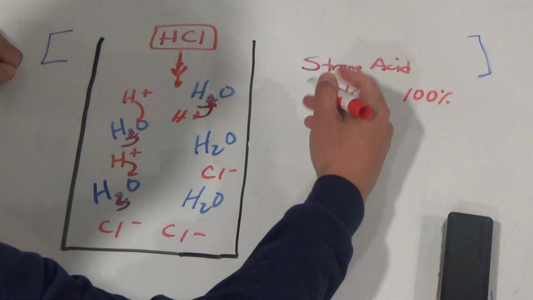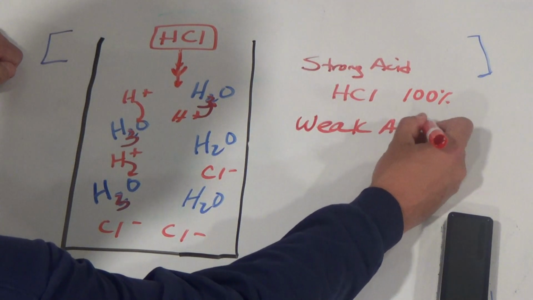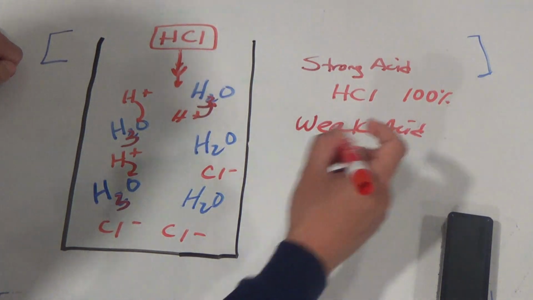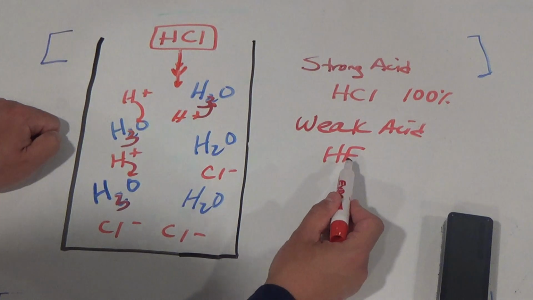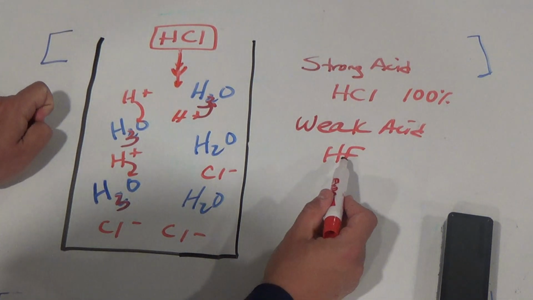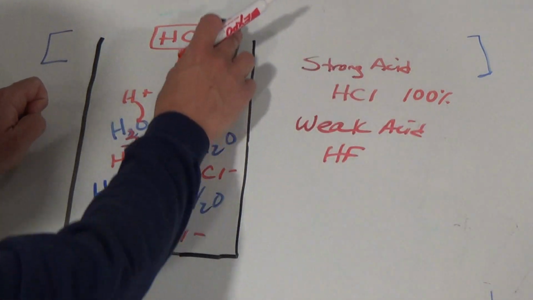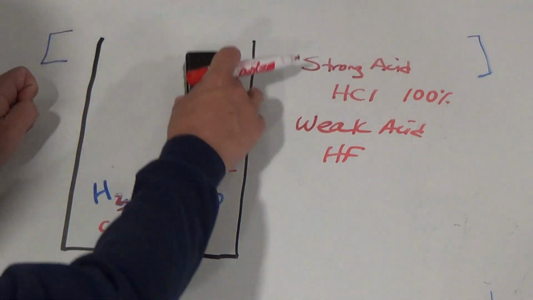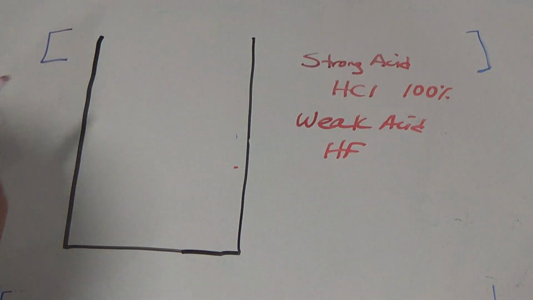So let's take a look at a weaker acid like hydrofluoric acid. One of the reasons why hydrofluoric acid is weaker than hydrochloric acid is because fluorine has a smaller radius, greater force of attraction, therefore it wants to hold on to its electron stronger, and it doesn't want to dissociate as much. Again, don't stress too much over that. Let's keep it simple. Strong acids dissociate 100%, weak acids dissociate slightly.